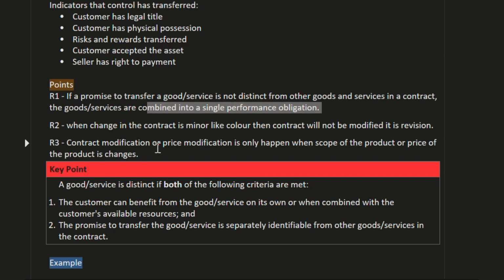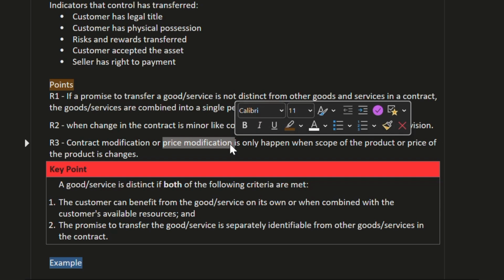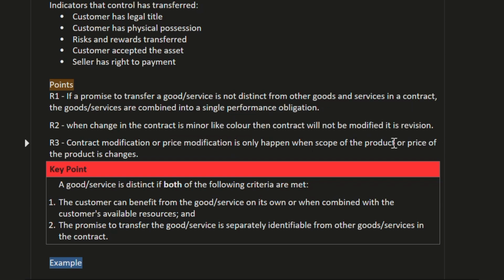Now the third point: a contract modification or price modification only happens when the scope of the product or the price of the product is changed. Same example: we are in a contract with a customer, and previously we made a contract to provide them a 6 kg washing machine, but now they are asking us to provide a 7 kg washing machine. So here we will definitely have a price modification, because the 6 kg washing machine price will be different from the 7 kg washing machine price. And the scope of the product is also changed because it was 6 kg and now we are going to provide them 7 kg.